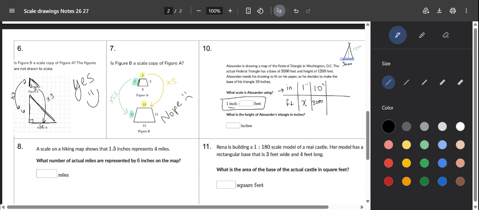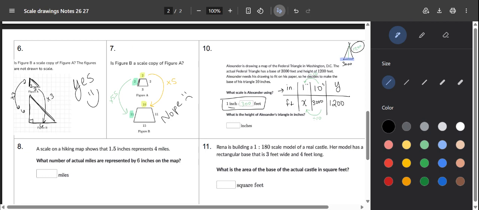So I have to figure out how I could find that missing amount. Well, I know that to go from 10 to 1, I'm just dividing by 10. So then I could take 3,000 and divide by 10, and that gets me 300 feet. That means every 1 inch in his drawing represents 300 feet in the real world. So now we can find the height of his triangle, and we're going to keep using this table. The height of the triangle in the real world is 1,200 feet, and we're looking for inches.